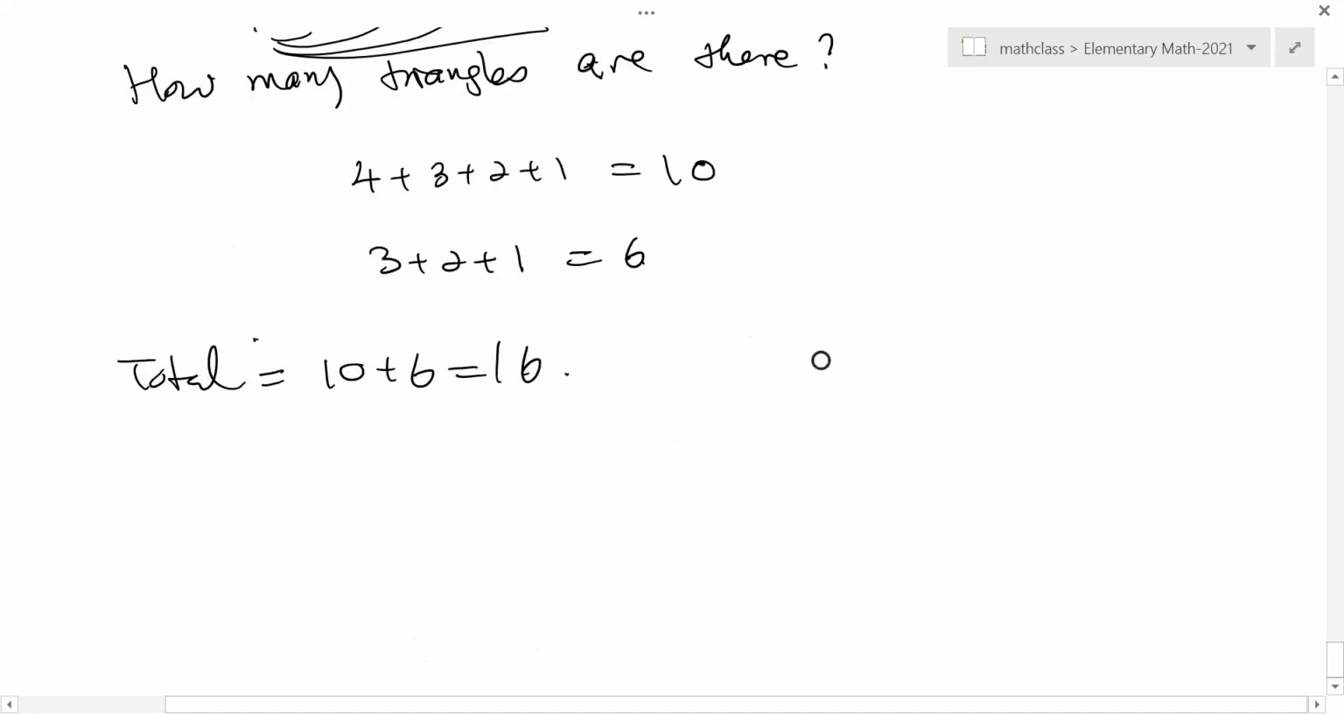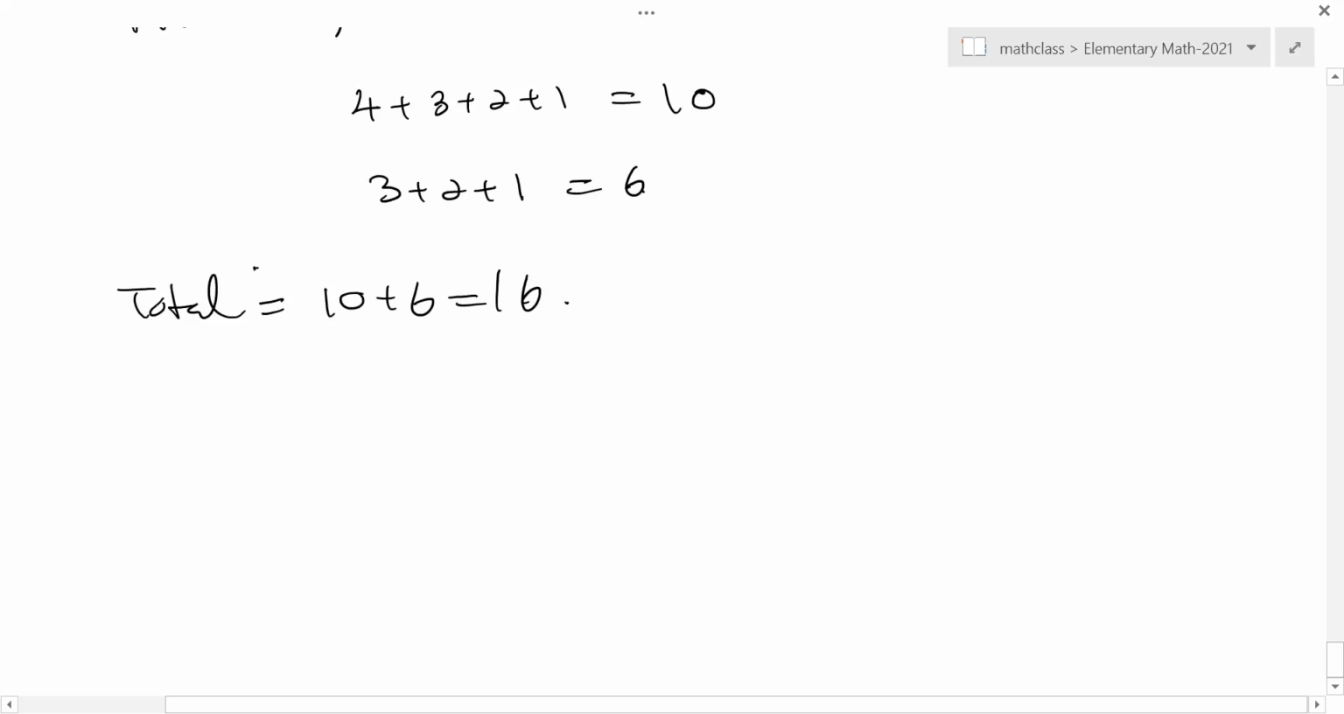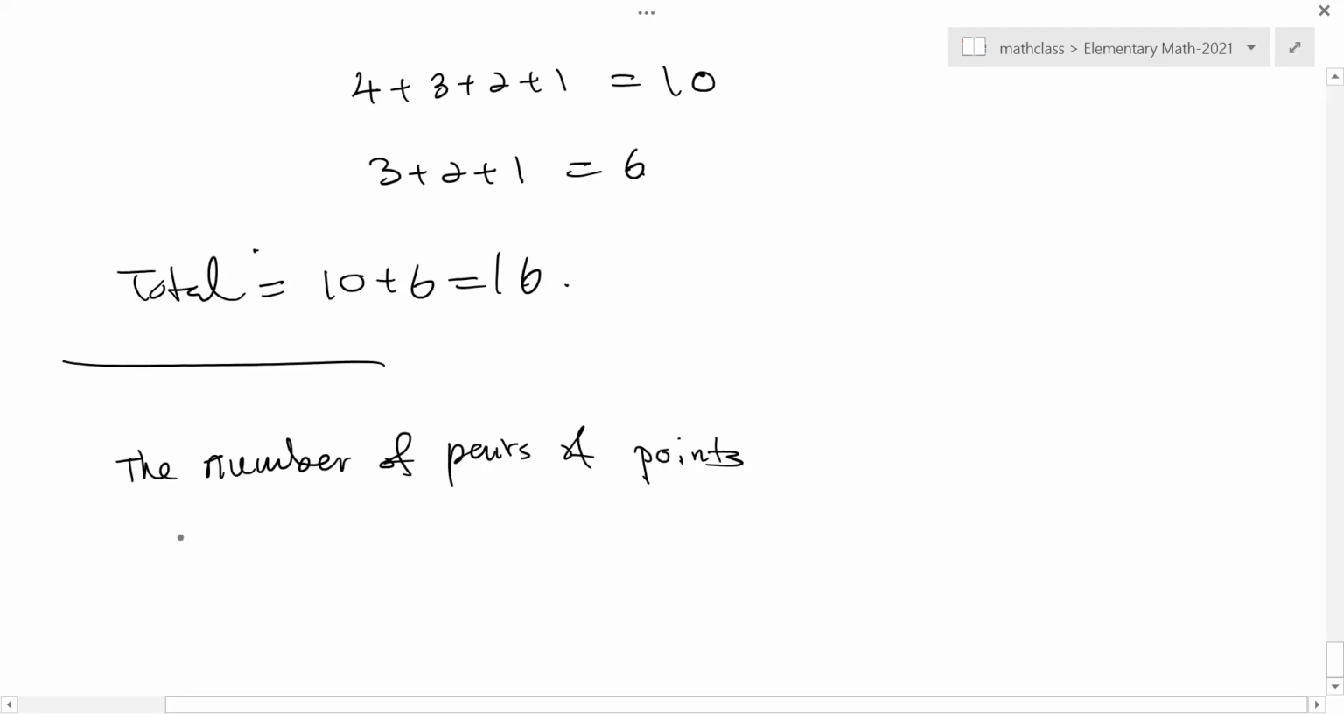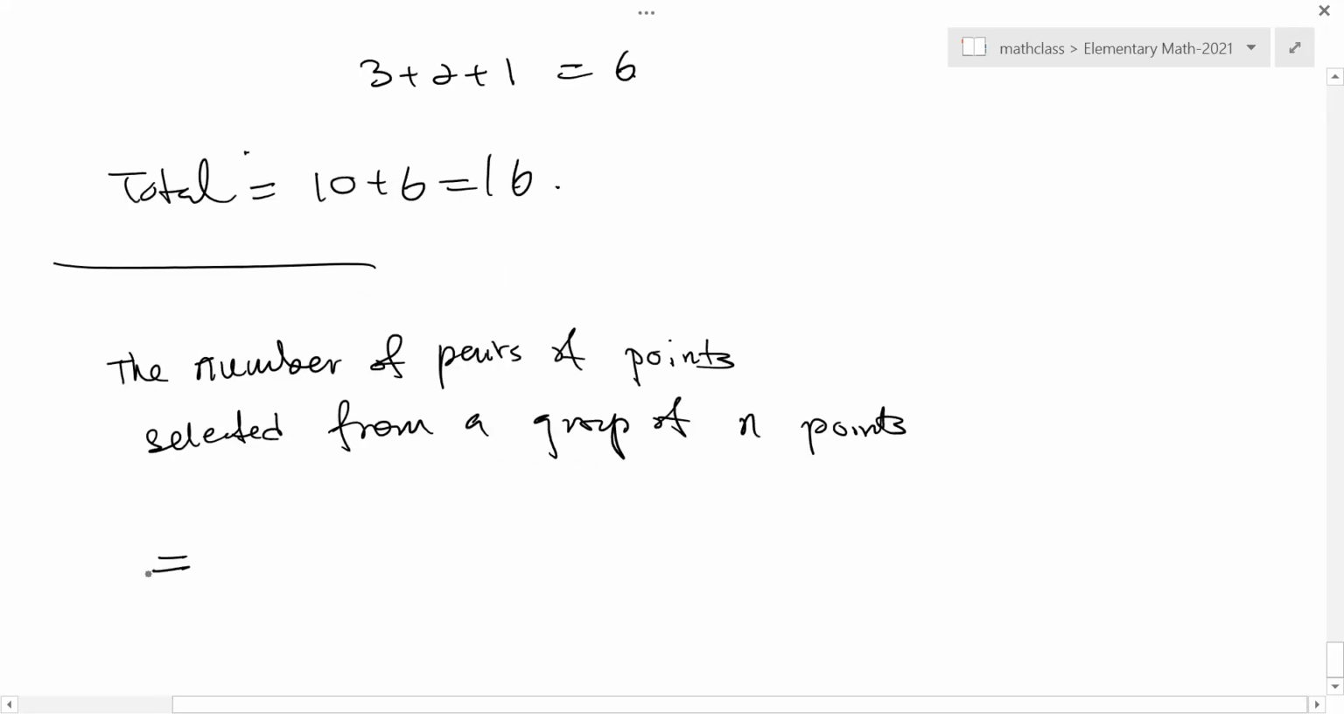Okay, now we just need to count how many pairs of points you get if you have a certain number of points, right? So the general formula is, if you have a bunch of points, let me summarize that. The number of pairs of points selected from a group of n points is going to be, let's try to get a formula, right? So you have n points. It's 1, 2, 3.